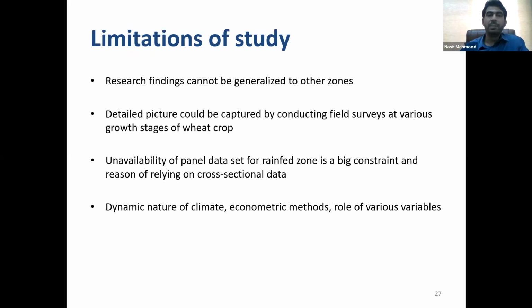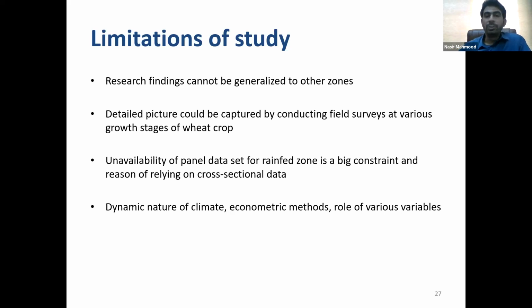First one, the study findings of this research project cannot be generalized to other agroecological zones of Pakistan because of the diverse agroclimatic and soil conditions in those zones. Second, the present study has used one-time field survey data. So a detailed picture could be captured by conducting the field surveys at various growth stages of the wheat crop.